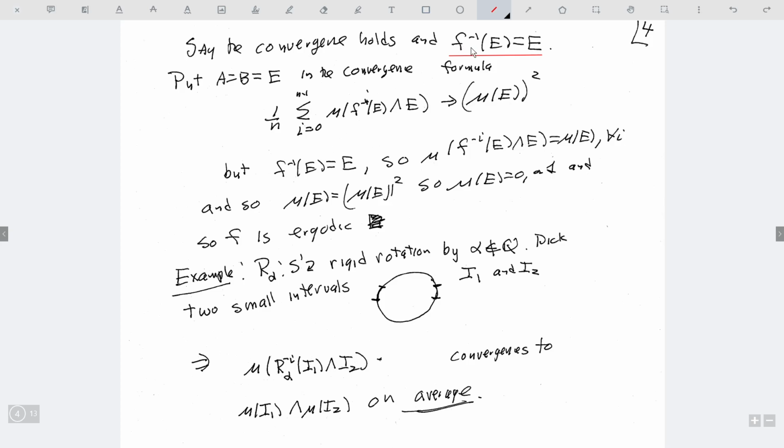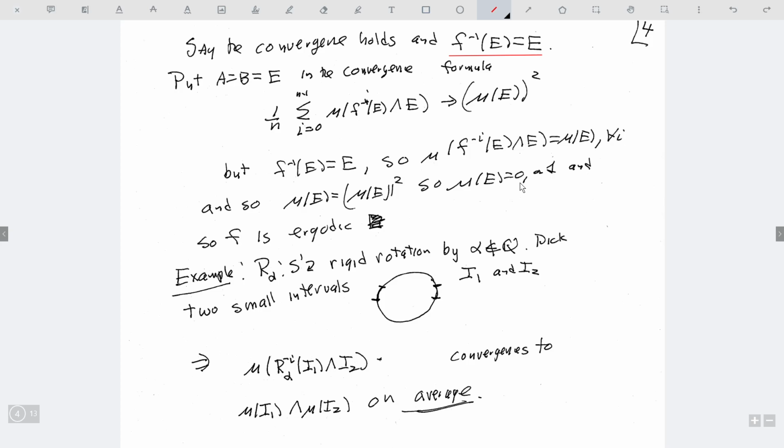All right, but once again, we've assumed that f inverse of E equals E, so all these guys are just E. And so we get the average of sums of measures of E. So this side is just the measure of E, and this side is the measure of E squared. So we've seen this trick before. You have a number that's equal to its square. That number is 0 or 1. So that tells you that this measure is either 0 or 1. So that's what you need to check for ergodicity: that if you have an invariant set like this, then it has measure 0 or 1.